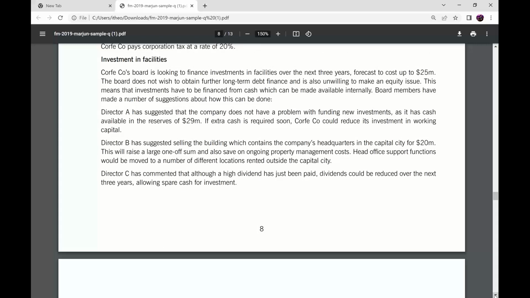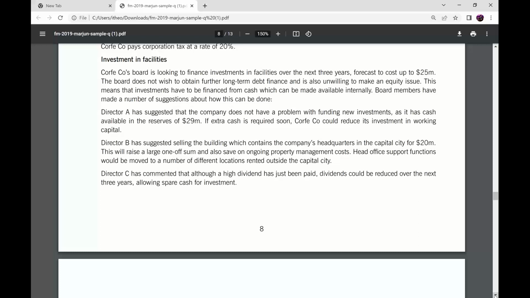Investment and facilities. Corfe's board is looking to finance investment in facilities over the next 3 years, forecast to cost up to $25 million. The board does not wish to obtain further long-term debt finance and is also unwilling to make an equity issue. So the board is looking to finance investments expected to cost 25 million. The board is not wishing to raise debt and not wishing to raise equity.